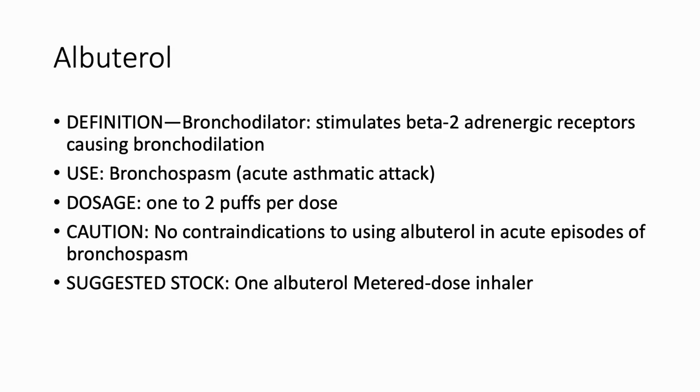First is what we call albuterol. Albuterol is a bronchodilator. It stimulates beta-2-adrenergic receptor, which can cause bronchodilation. Albuterol is indicated for the treatment of bronchospasm. The dosage is 1 to 2 puffs per dose. There is no contraindication to use albuterol in an acute episode of bronchospasm. Suggested stock for our emergency trolley is 1 albuterol metered dose inhaler.